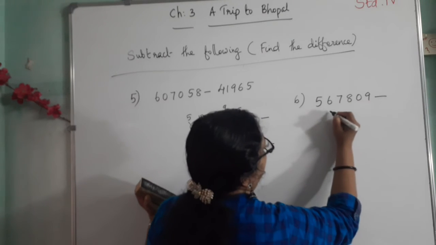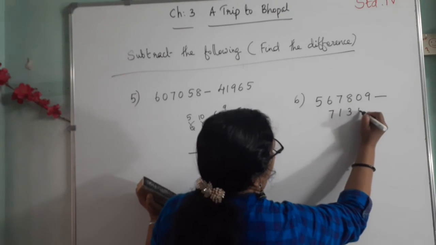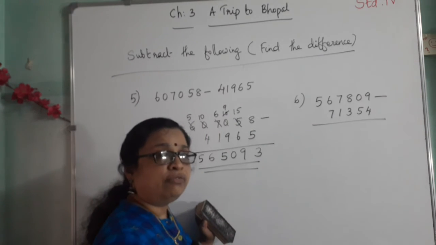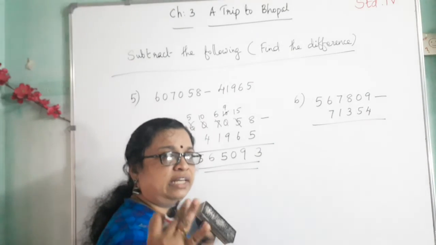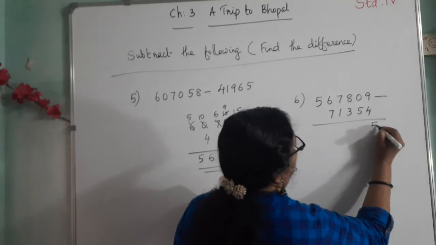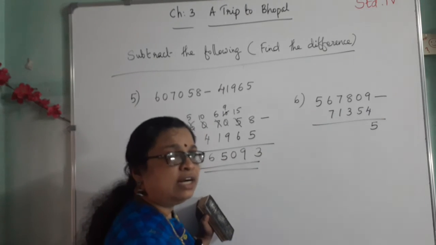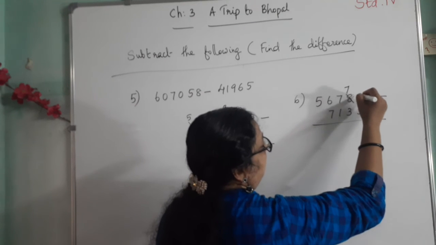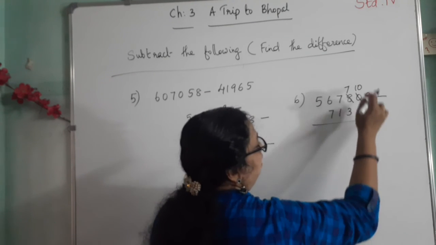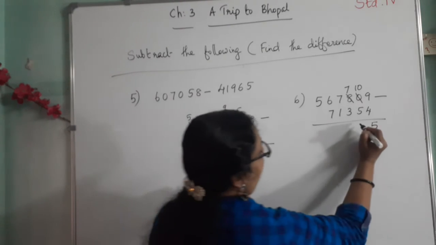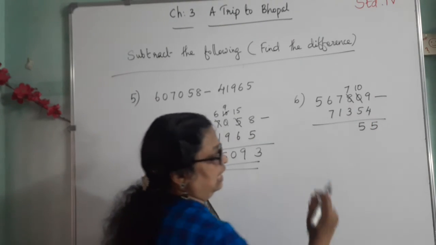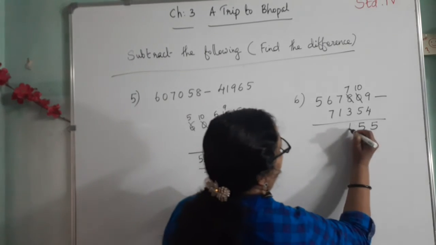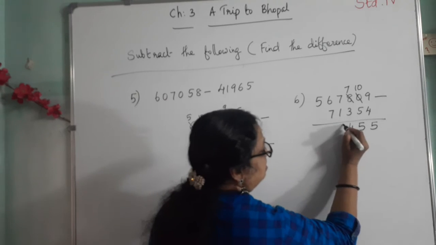One more question. 56780 minus 71354. 9 minus 4. 4 after 5, 6, 7, 8, 9. That is 5. 0 minus 5. We can't subtract that. So borrow from the left. This 8 becomes 7 and this 0 becomes 10. 10 minus 5. That is 5. Then 7 minus 3. 3 after 4, 5, 6, 7. That is 4. 7 minus 1, 6.